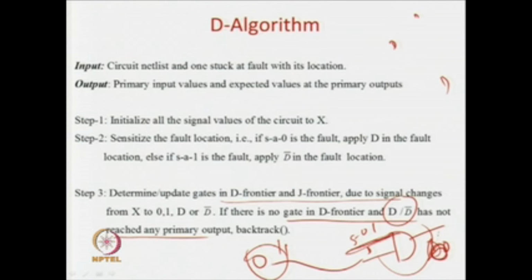So, in this case, let us also assume that this is not the primary output. This is also not the primary output and this is also not the primary output. So, the fault effect D or D prime has not yet reached a primary output. So, you get a clash, and so you have to backtrack.